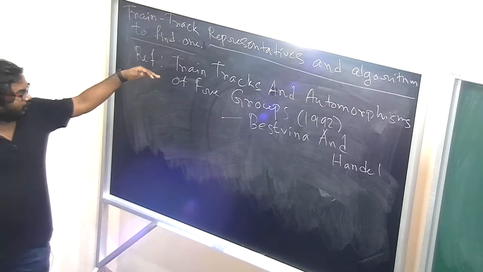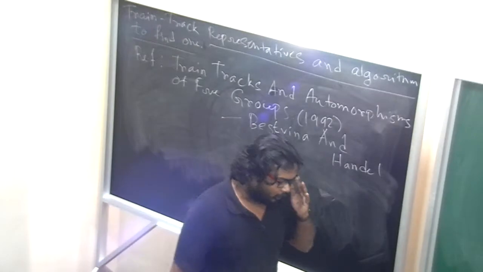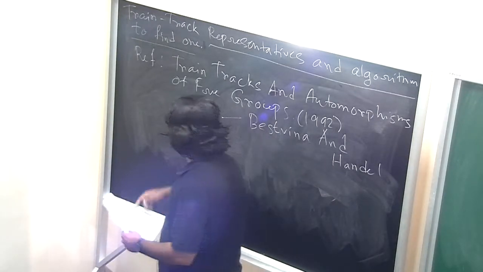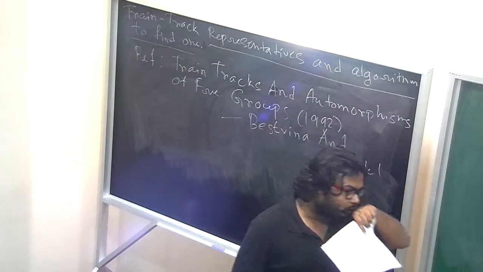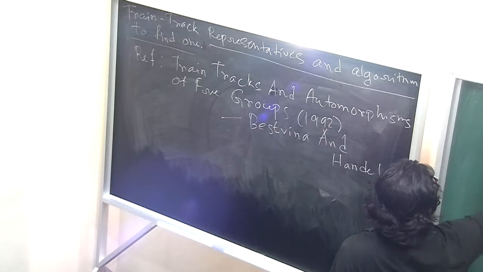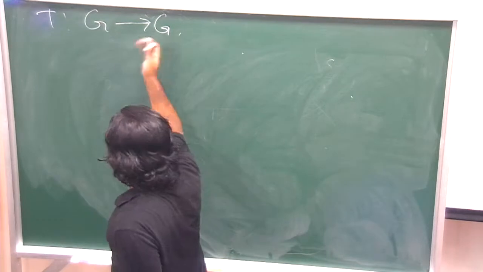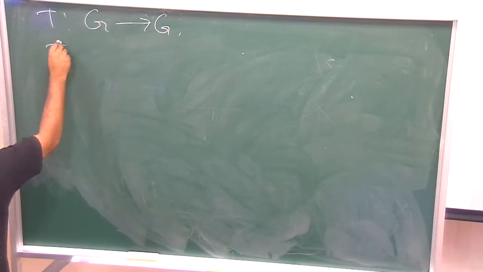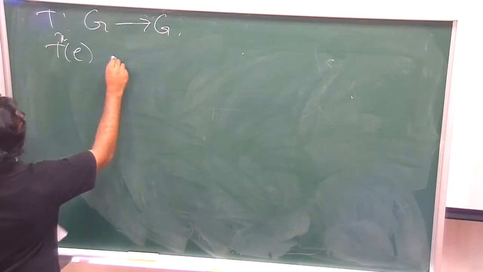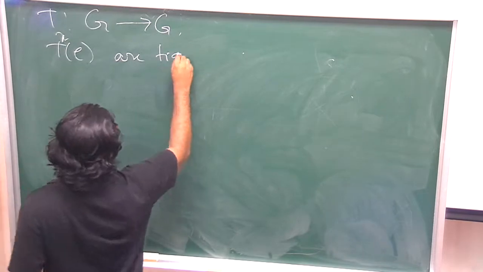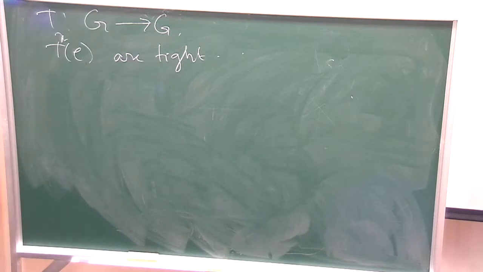Anyway, so we already know what train-track maps are, but we have already seen that if I have an irreducible outer morphism, then I can always find a representative which is train-track. So what is good about train-track maps? They are always topological representatives. More than that, for any edge E, all the powers of it are tight, right? So we don't worry about the cancellation among the paths.